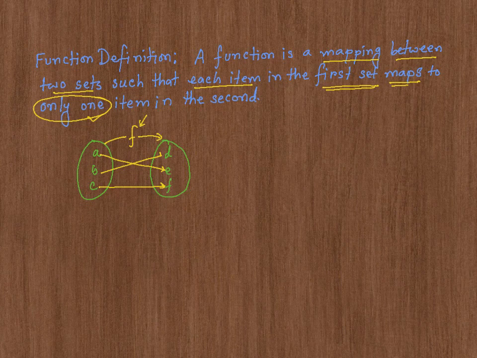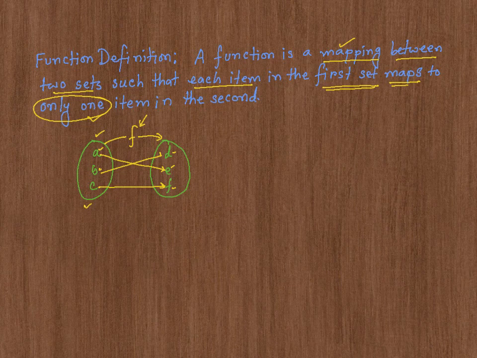Now look, this mapping does in fact satisfy this definition. It's taking each item in the first set, which is this set, and it is mapping to only one item in the second. So A is getting mapped to E, B is getting mapped to D, C is getting mapped to F. Doesn't matter which item you pick in the first set, each item is being mapped to only one item in the second.